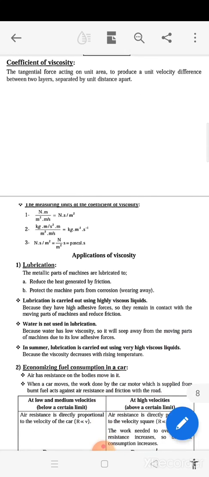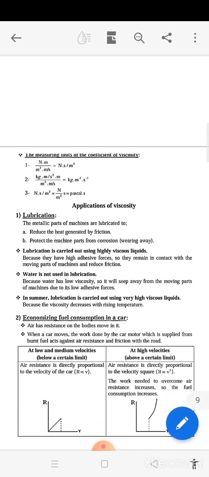You have to know that viscosity is used in lubrication to reduce the heat generated by friction or protect the machines, and it's also used in the economy of fuel consumption. So you should ride your car at a small velocity, as it will consume less fuel. You have to know that viscosity is very important in our life.